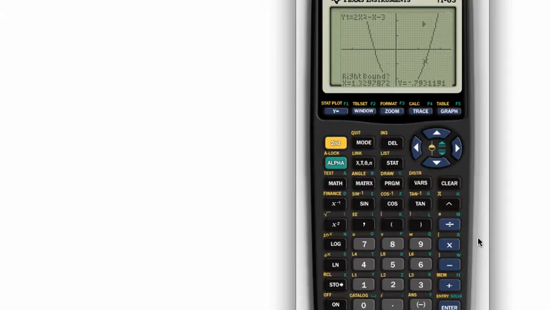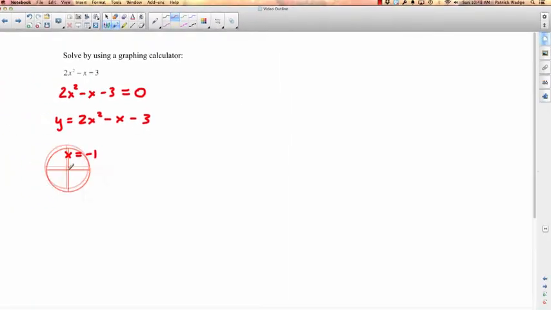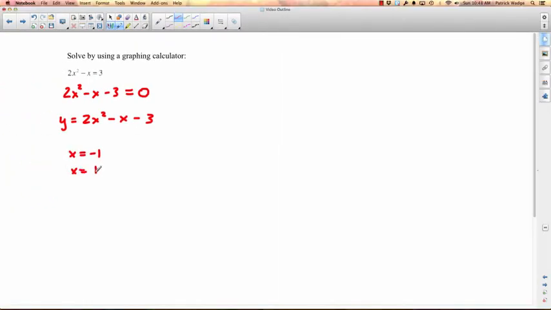That's the left-hand side. Now it says right bound, so I move it up to the other side, somewhere up there. Hit enter again, and now I want to do my best guess, so I'll move it back down to about there. That's a pretty good guess. And hit enter, and it'll tell me. And what it tells me is, again, y equals 0. It's perfect, because that's where I get x-intercepts. And it says the x-intercept is at 1.5. So my other x-intercept is 1.5. There's my answers. x equals -1, x equals 1.5.